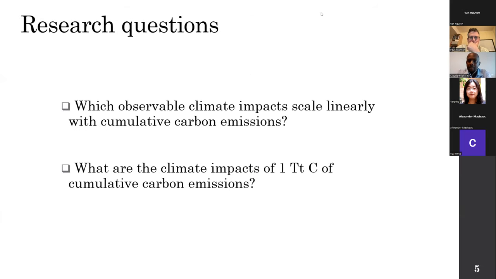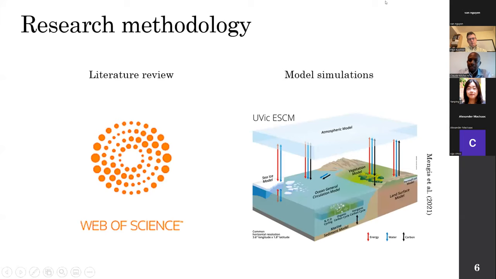There are two research questions guiding this work. The first one is which observable climate impacts scale linearly with cumulative carbon emissions? And the second question is what are the climate impacts of 1 trillion tons of cumulative carbon emissions? To address these questions, we conducted a research review using Web of Science.